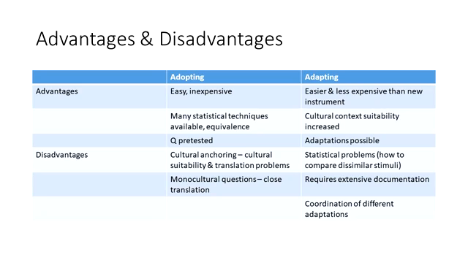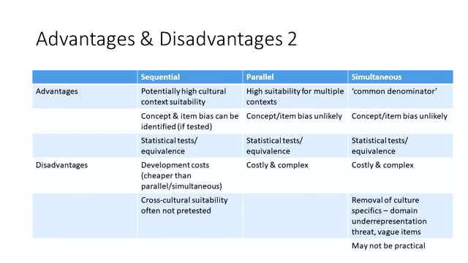So now let's have a look at the options for developing new tests. We could look at sequential tests, where we start off with a test, develop a new test in a new context, and then sequentially adapt or translate it into other contexts. First of all, in the target context, we have potentially a very high cultural context suitability.